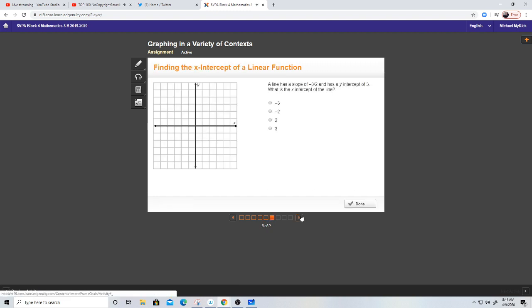Go a little bit faster so we can get to the quiz. That's good. Appreciate that. Doing the right thing for the right reasons.